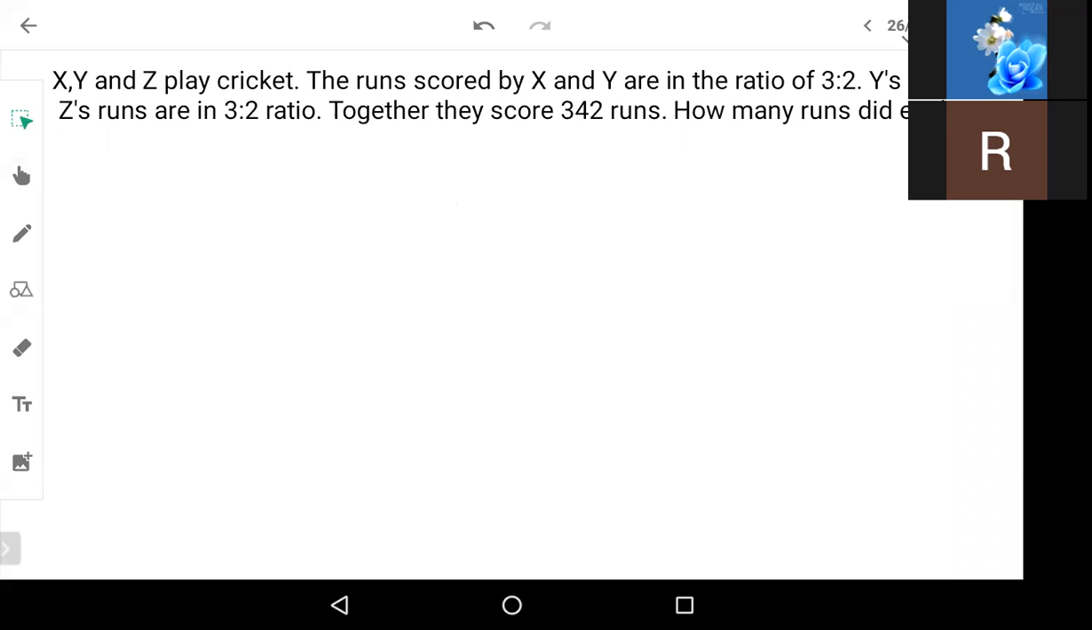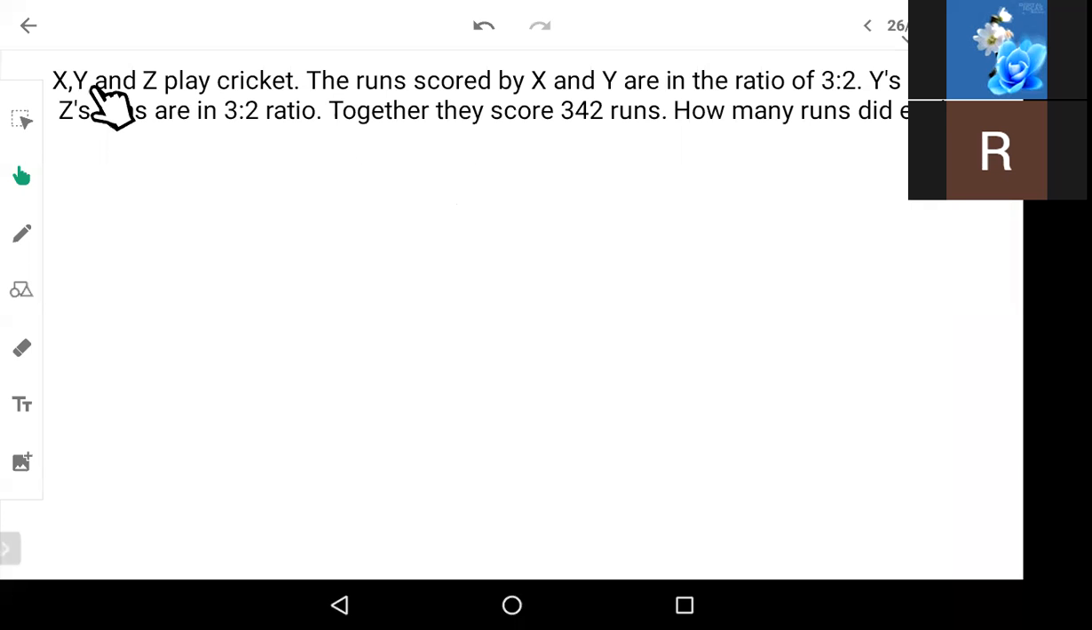Now let's read the question clearly. X, Y, and Z play cricket. The runs scored by X and Y are in the ratio of 3:2. Y's runs to Z's runs are in 3:2 ratio. Together they score 342 runs. How many runs did each score?